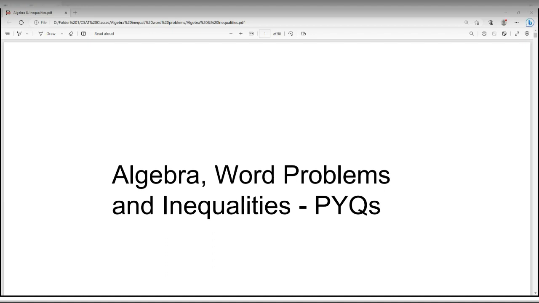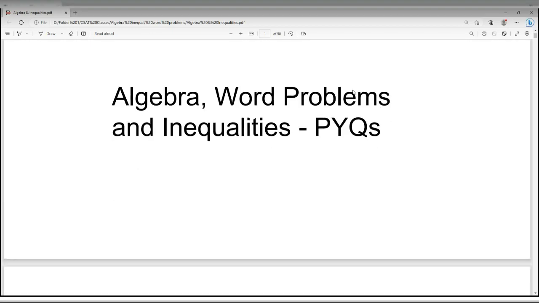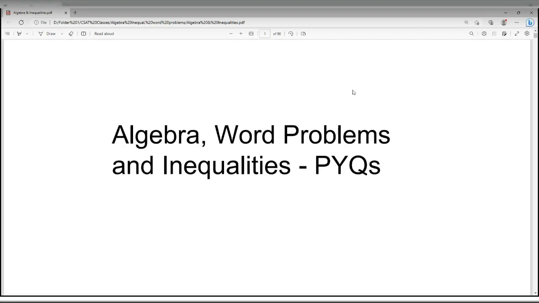So today, without much delay, we'll start the topic. Since the questions from the previous years are more than enough to build the skills that are required, I'll be directly starting with the previous year's questions. In the previous topics, we referred to different UPSC questions that were conducted by UPSC itself for different exams. In this topic, there are sufficient questions that we can use to build our skills. So we'll be directly starting with these questions today. And the topic is algebra, word problems, and inequalities.